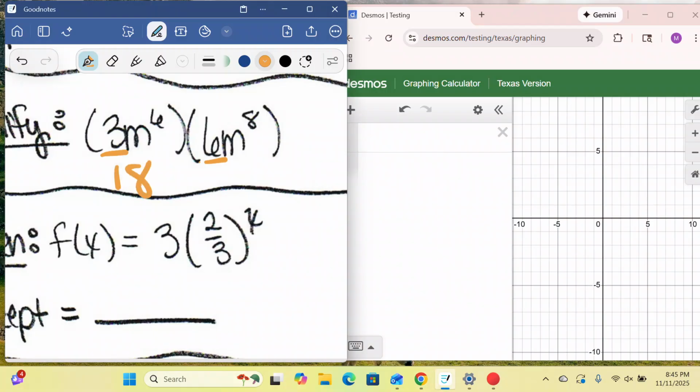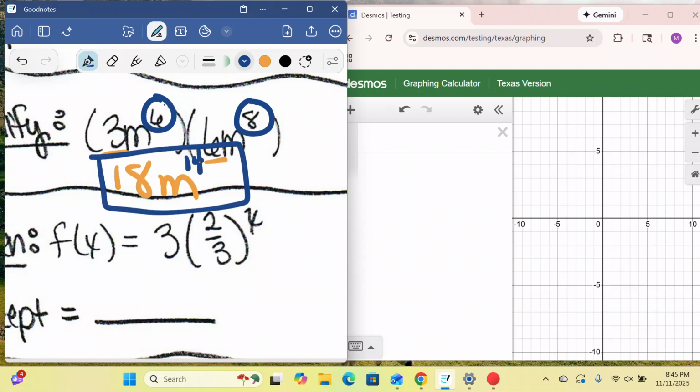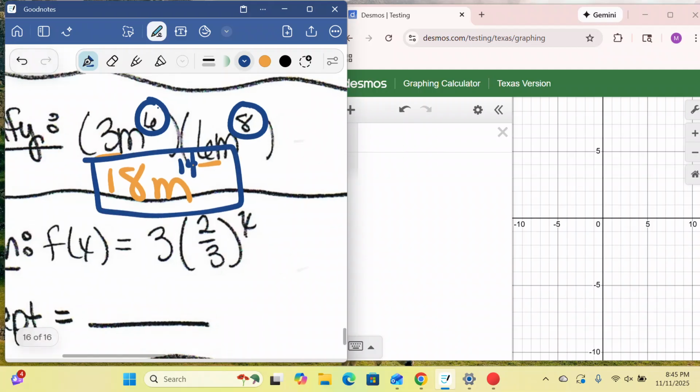And then I'm going to multiply a power to a power with the same base. So I'm going to do m. And what I'm going to do is I'm going to get this exponent, and I'm going to get this exponent, and I'm going to add it. So it's m to the 14th. And that is my answer. That one is super, super easy.